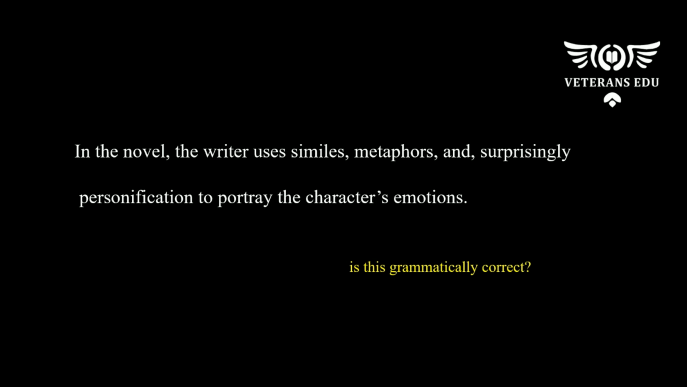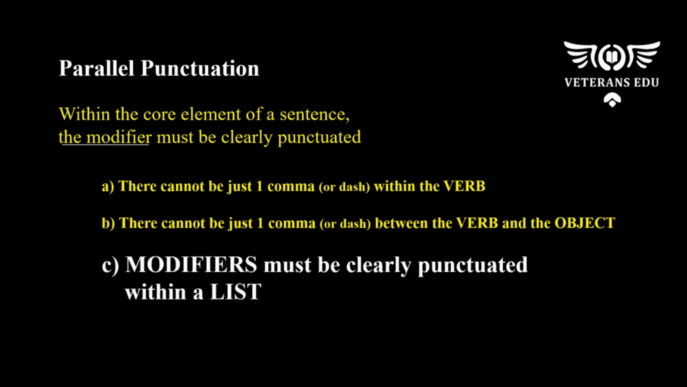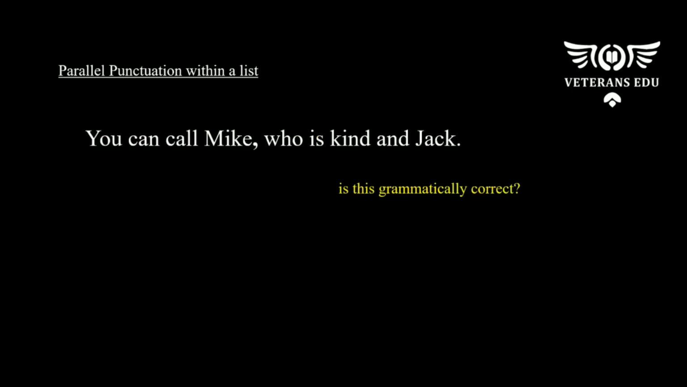Let us begin. In the previous lesson, I've taught you that within the core element of a sentence, the modifier must be clearly punctuated, and that there cannot be just one comma within the verb, and that there cannot be just one comma between the verb and the object. Now, I want you to understand that the modifier must be clearly punctuated when it appears within a list. Let's take a look at the sentence on the screen.